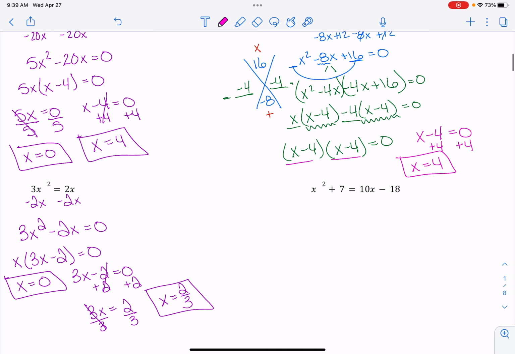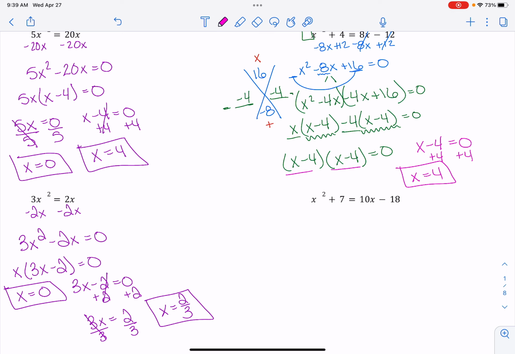All right, so we're going to do another one very similar to that. So again, first step, we have to get that right-hand side to equal 0. So we're going to subtract 10x and add 18 to both sides. So we will have x squared minus 10x plus 25 equals 0.